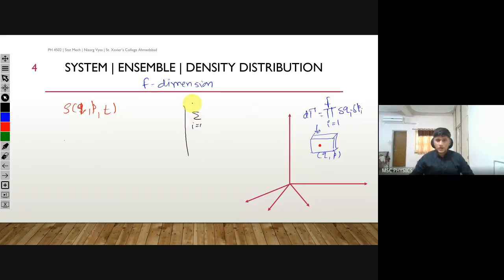Sigma i equal to 1 to n of i means that you are just changing the values of i and adding these things: 1 plus 2 plus 3 plus up to n. So you're just adding these things.